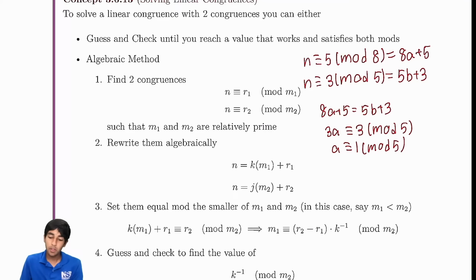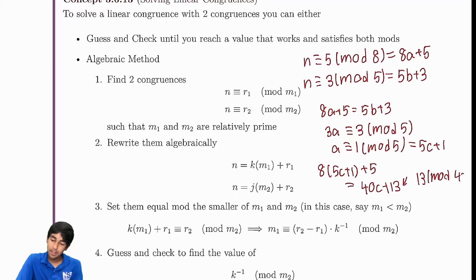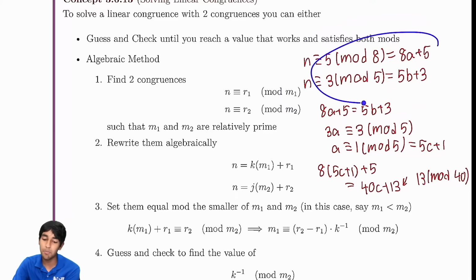So now what do we do? Now we see, okay, if a is 1 mod 5, it can be of the form 5c plus 1. So now we say 8 times 5c plus 1, plus 5, equals 40c plus 13. Aha! So this is just 13 mod 40. And this method works in general. And let's say we wanted to do 3 values. It's very simple. You just combine the first 2 and then combine these. Right? So this strategy is useful, but guess and check also works just fine in this small numbered case.